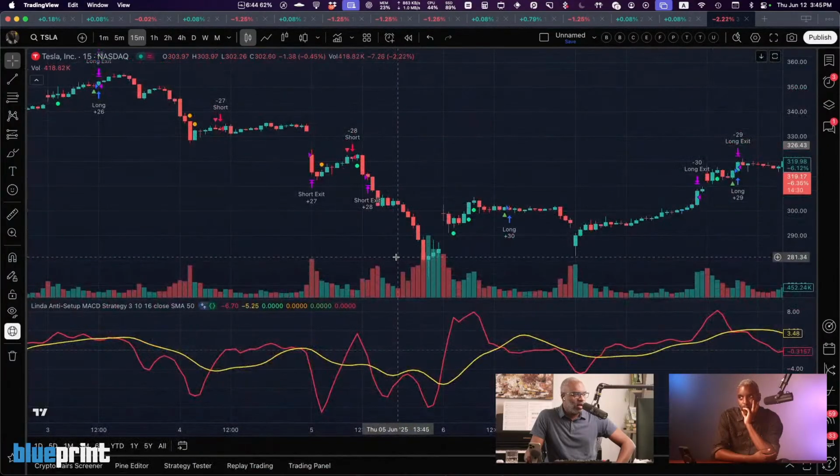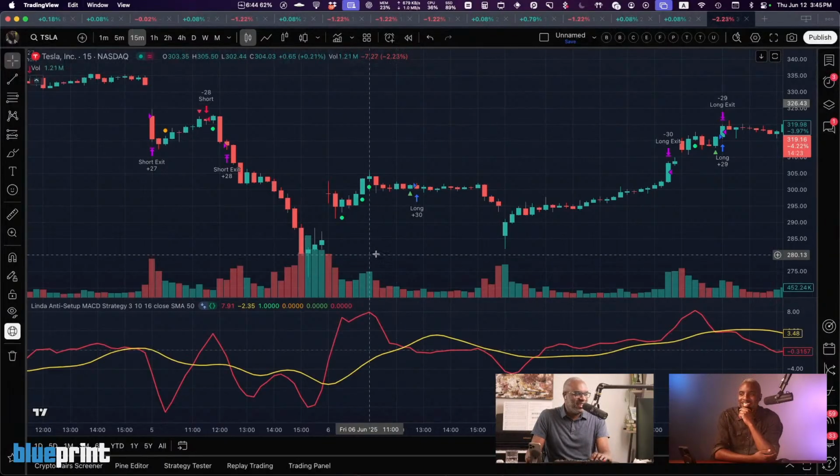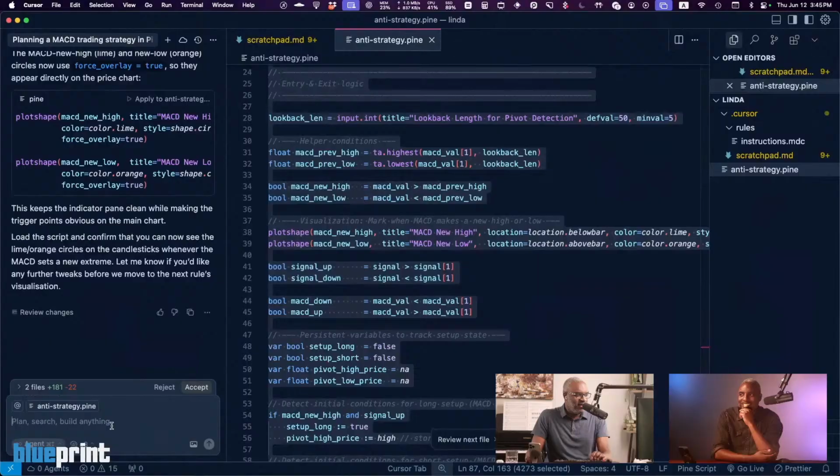Okay, so what we're looking at here. Oh, I'm so stupid. That one shouldn't have been force overlay true. That's for the MACD. Here we go. Go ahead and do it. It's your way.